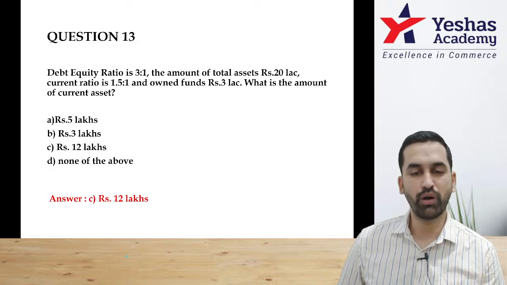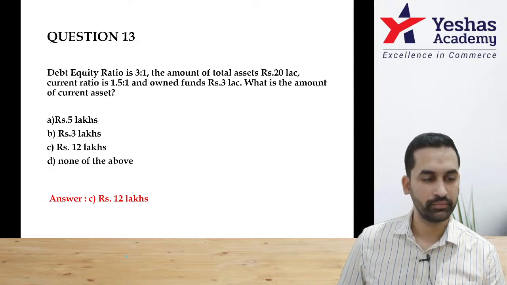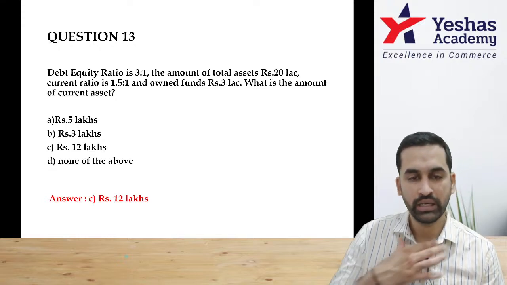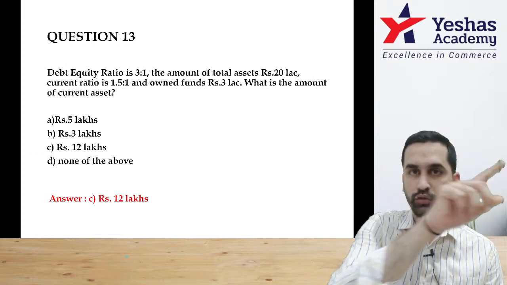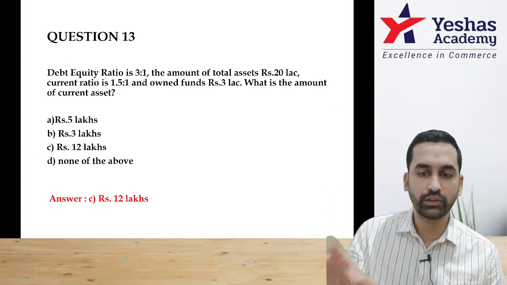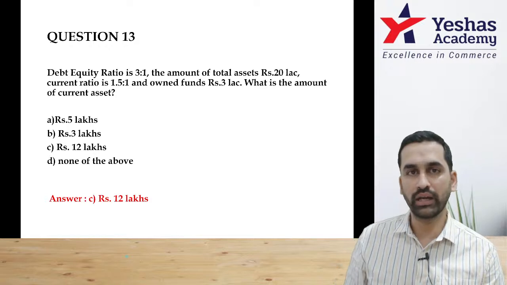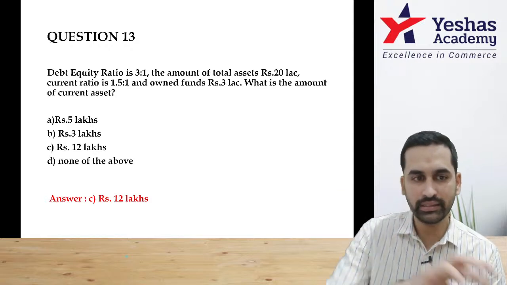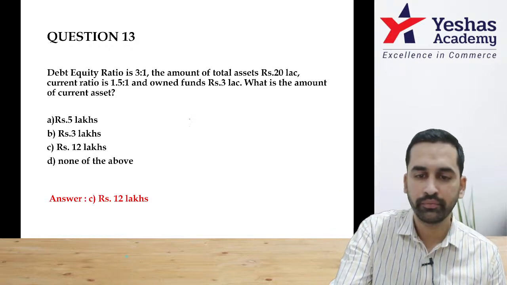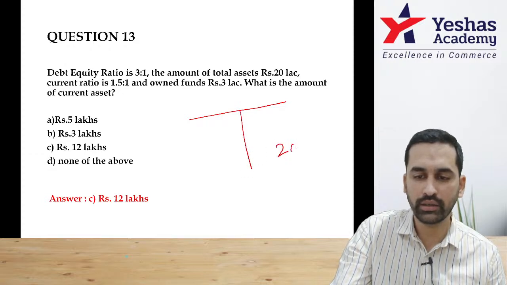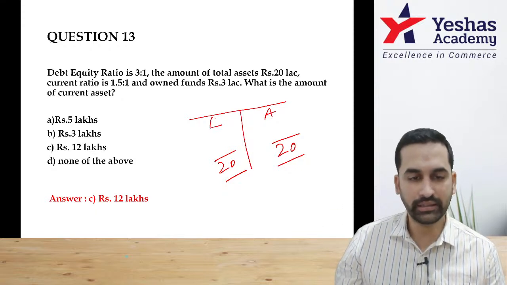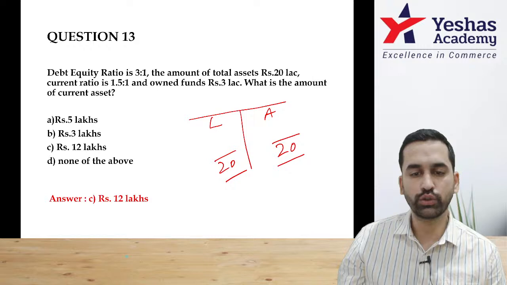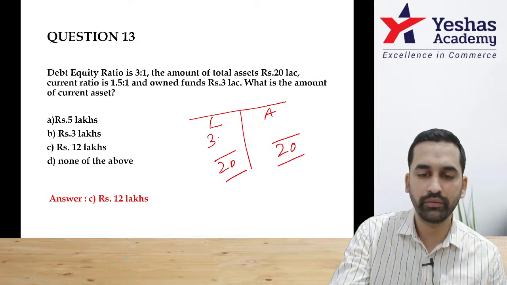Guys, you have to go little slow here in this question. You have to prepare a small balance sheet actually. That will help you to do it faster. See, debt equity ratio 3 is to 1. Total asset 20 lakh. So if you put a balance sheet, 20 lakh is total asset. That should be equal to total liability. 20 lakh this side, 20 lakh this side. This is asset, this is liability. And then it says debt equity ratio 3 is to 1. Owners fund 3 lakh rupee.